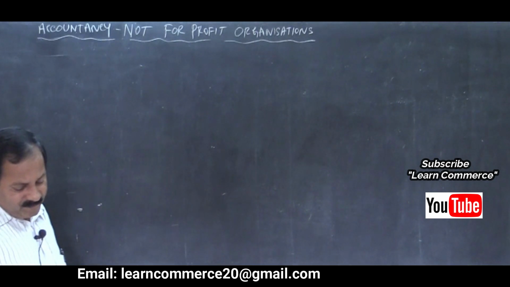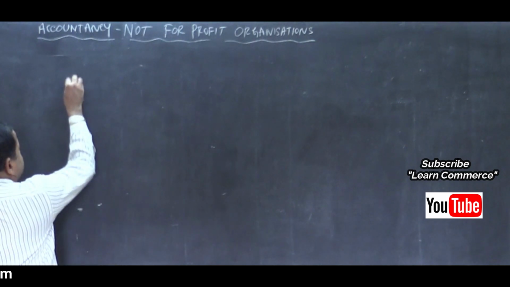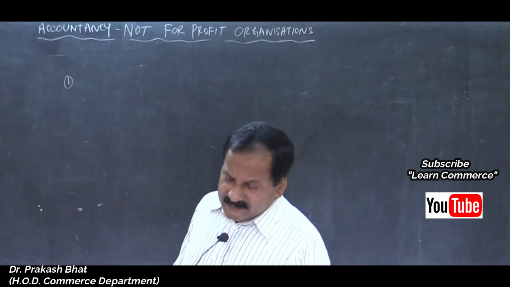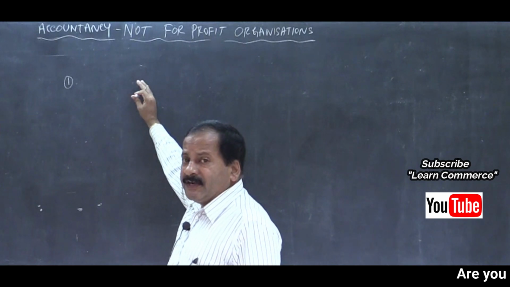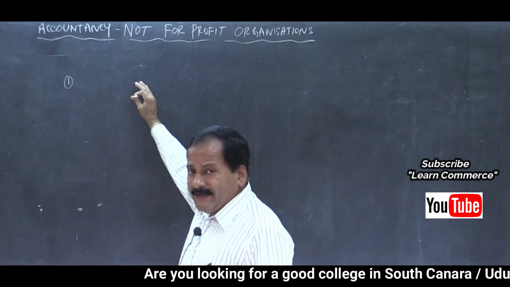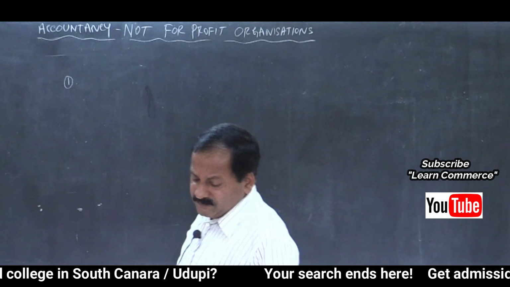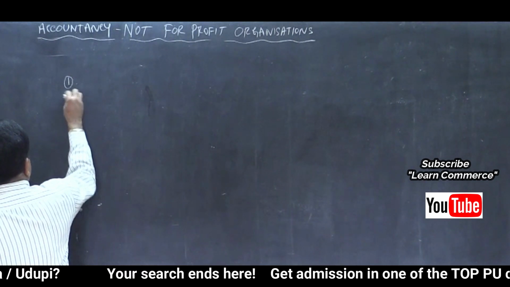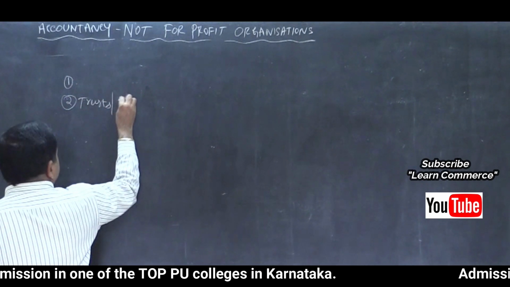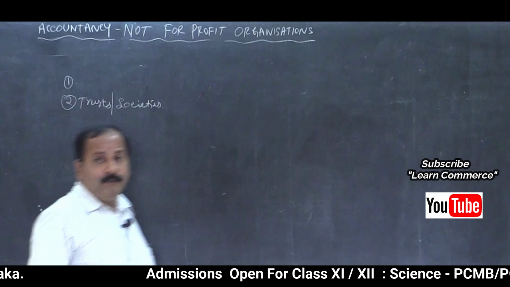So, their features. They do not undertake any business or trading activity. That means, I already told you, no trading activity will be done. Their major intention is they are established for the purpose of providing social services to the public at large. Second one is they are organized as charitable trusts or societies. They are not organized as partnership firms or companies, no.